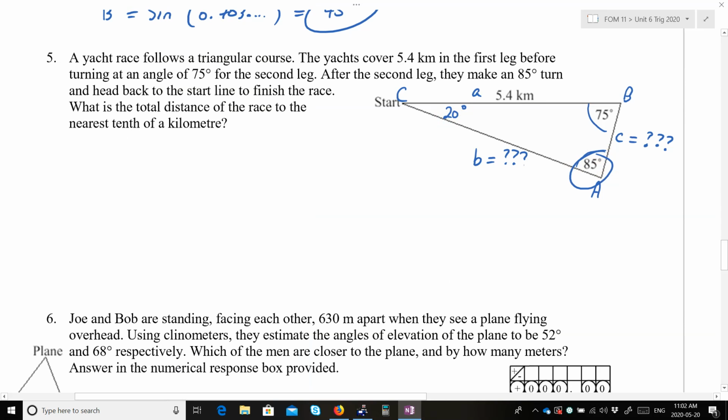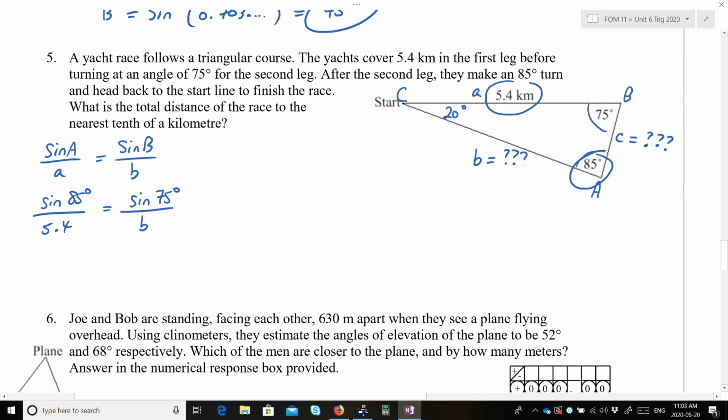And we do have an angle side relationship. So I'm going to start with sine A over A. And then let's figure out little b first. Go sine B over B. And notice what we have here. Sine of 85 degrees divided by 5.4 is equal to sine of capital B, 75 degrees divided by little b. Okay, and we're trying to find little b.